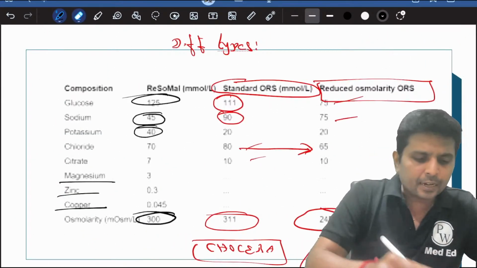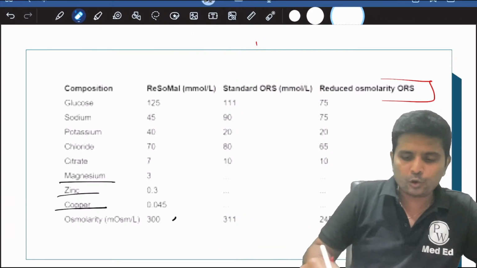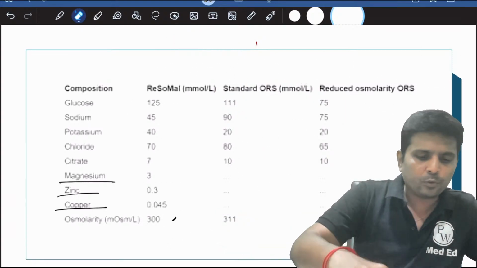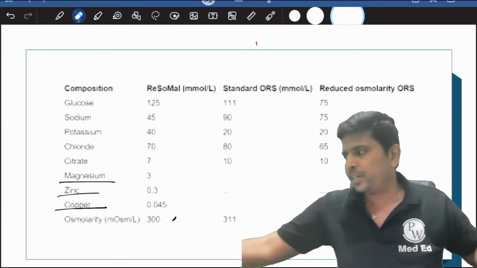Right, and another very, very important point with respect to ORS, oral rehydration solution. Very, very important for your entrance examination.